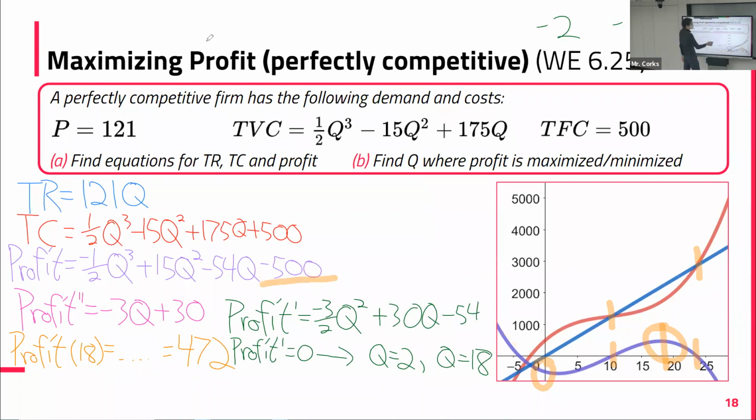What about minimum? We have a minimum point happening where Q is equal to 2 happening here. So this is also a local minimum. What is the lowest possible profit? Where does that happen? And Q equals 2, is that the minimum possible profit? Is that the lowest possible profit? Yes or no? When Q equals 2, lowest possible profit?